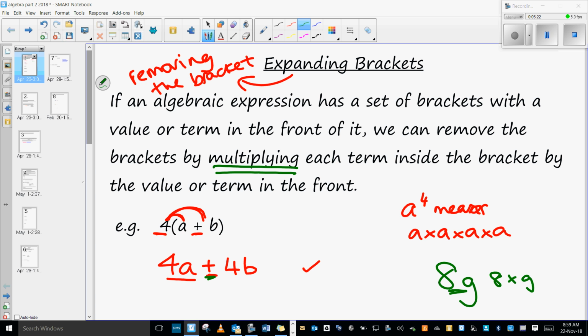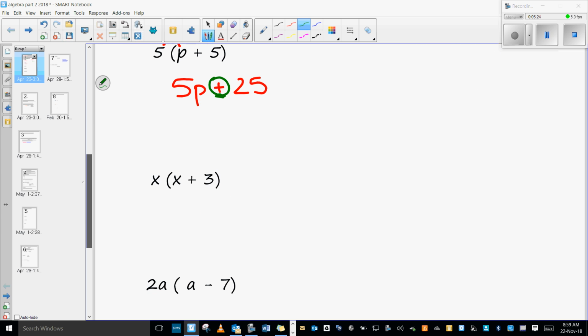Do we have questions, or are people trying to answer? Okay, so hold your horses. So everything inside the bracket is being multiplied by the thing in front. Oh, Jade, what's our first one?